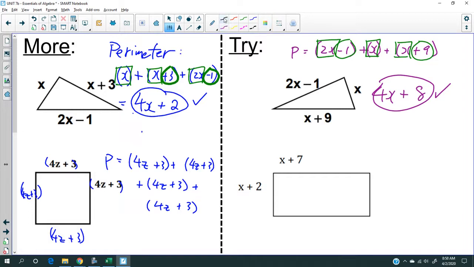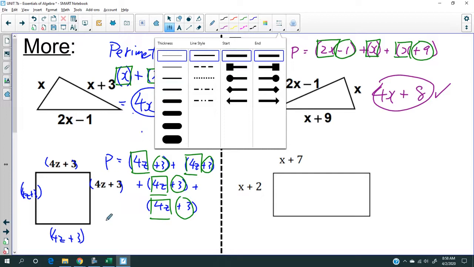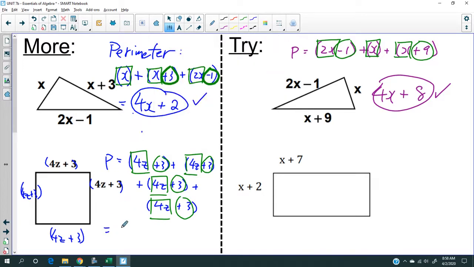All right, and so let's find the like family, right? So we got the z family 4 times. Okay, and so we got the 3 family, right? So let's see what that looks like when we combine them. So that's 4, 4, 4, 4. That's 16z plus 3, 3, 3, 3, 12. There you go. There's your perimeter.